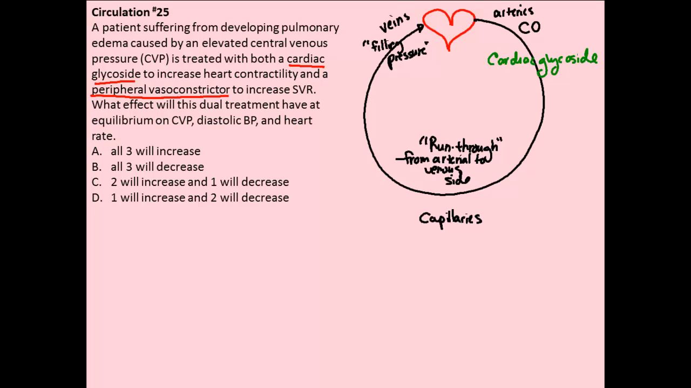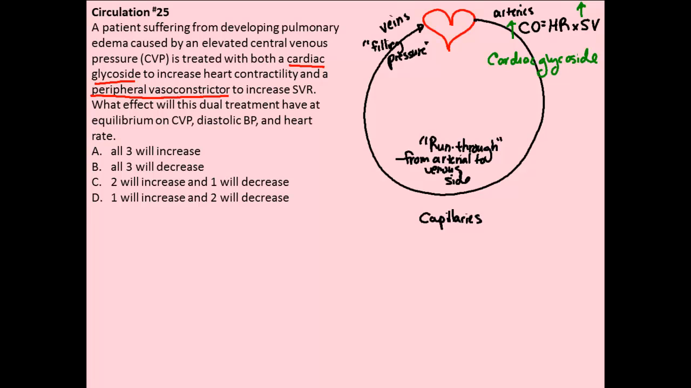Now, you'll recall from our lectures that when we calculate the cardiac output, it equals the heart rate times the stroke volume. And since we've increased the intracellular calcium and we've increased contractility, this would increase our stroke volume, thus increasing our cardiac output, or how much blood we're pushing out into the arteries of the body.